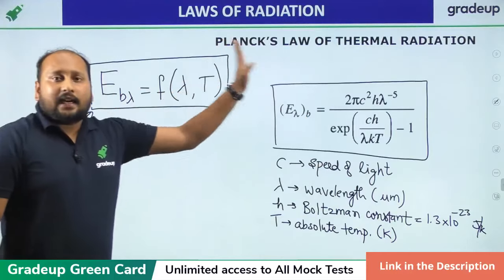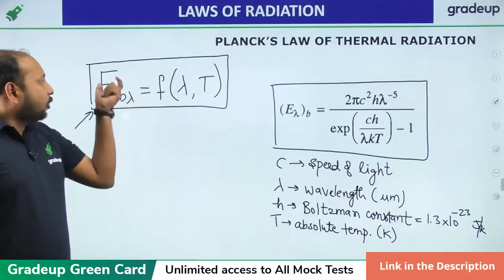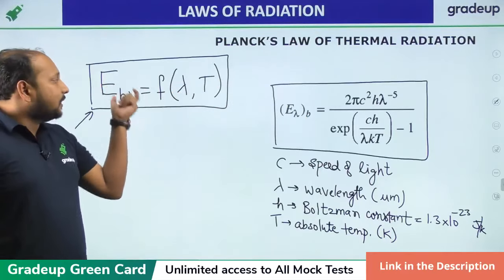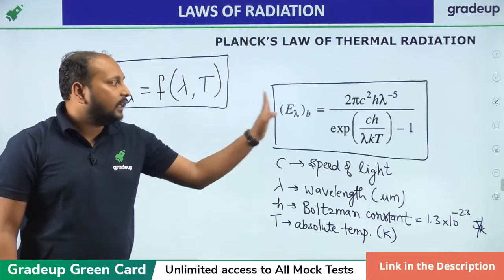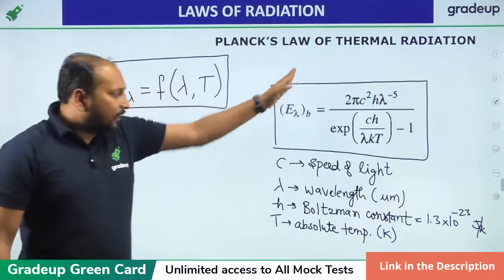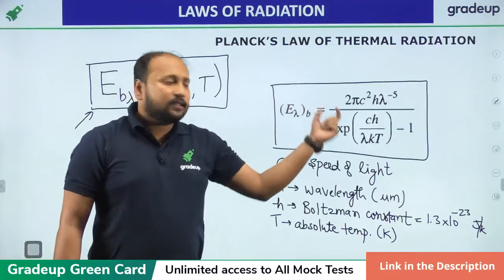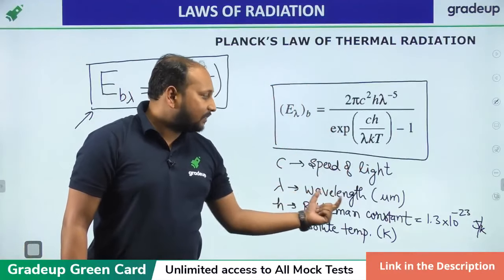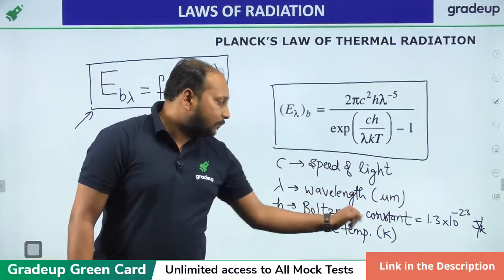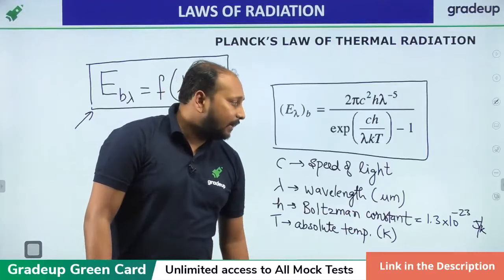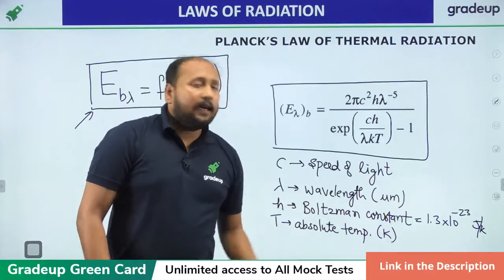Fine. So these are the different parameters which you should know. Planck derived from an empirical formula that the monochromatic emissive power of a black body is a function of wavelength and absolute temperature. He found an empirical formula where there are different terms which you need to understand. C is speed of light, lambda is wavelength in micrometer, T is absolute temperature in Kelvin, and H is Boltzmann constant, which is 1.3 into 10 to the power minus 23 joule per Kelvin.